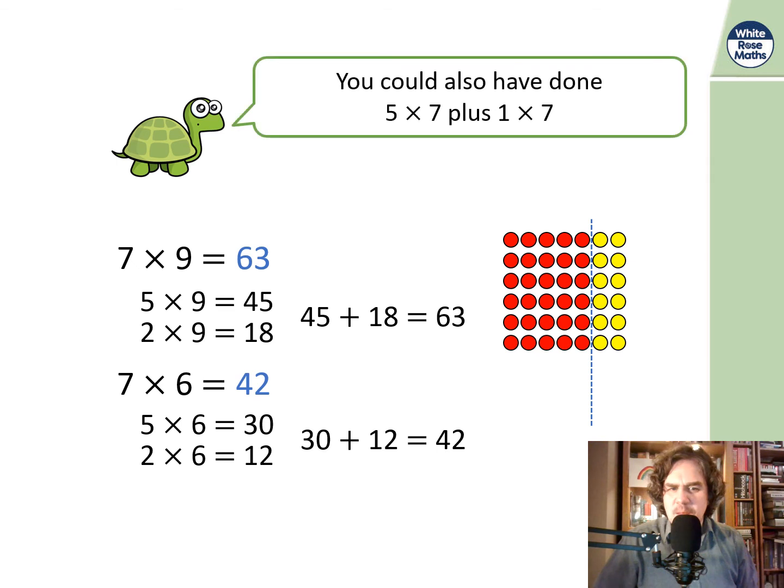Tortoise might have another tip for us as well. You could also have done 5 times 7 plus 1 times 7. So 5 times 7 is 35, and 1 times 7 is 7. Add those together, you get 42.